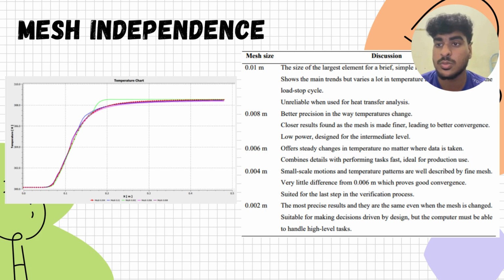Then we have the 0.006 meters. This combines details with performing tasks and ideal for production use. Then followed by 0.04 meters and also 0.02 meters, which is the most precise results.